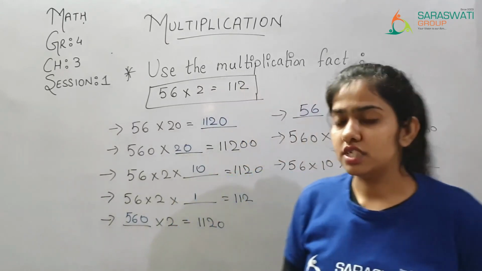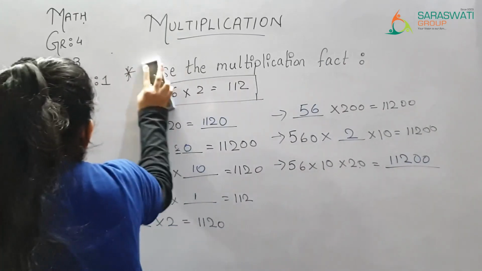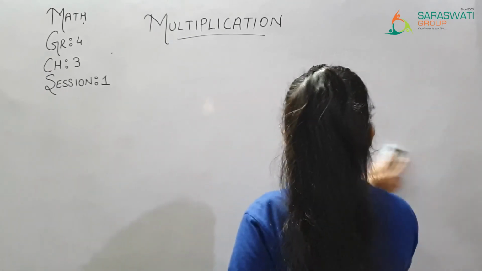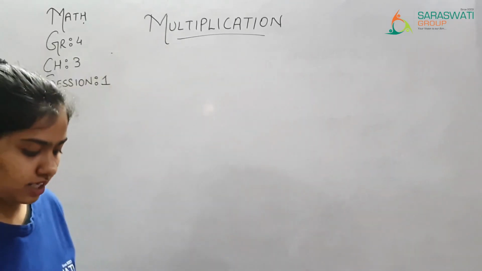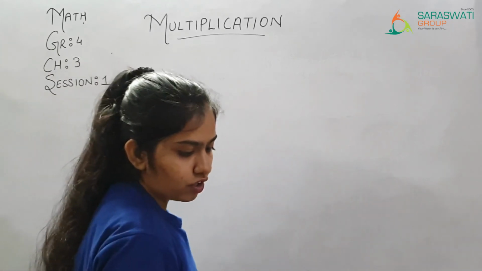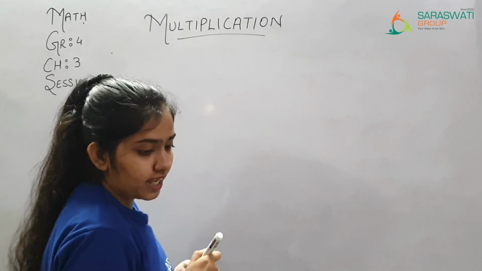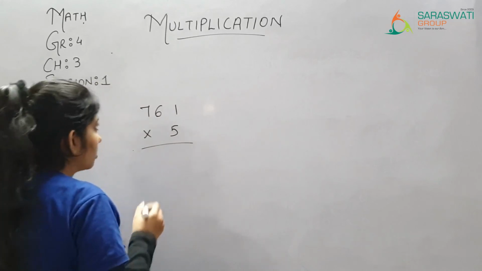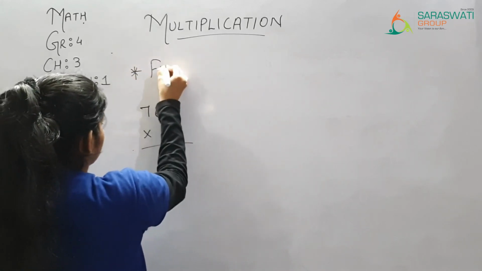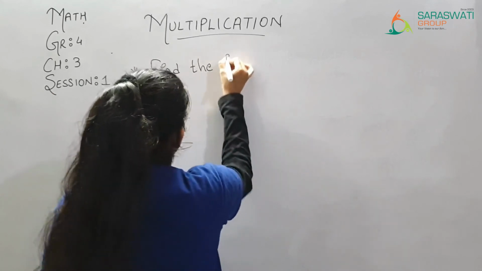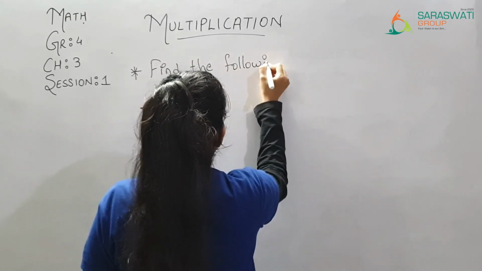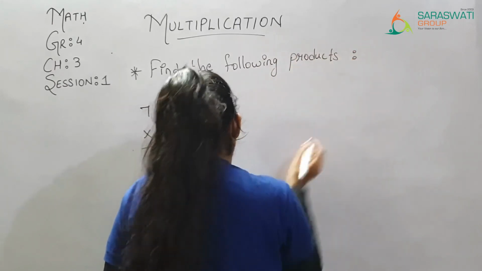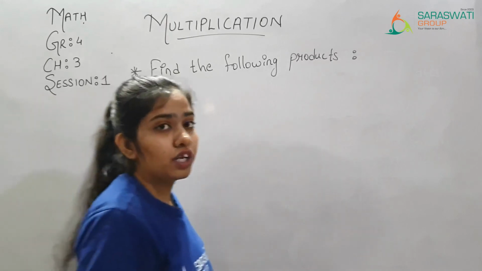Now we are going to start with our third question. Now we start our third question, that is, find the following products. So in that, 761 into 5.